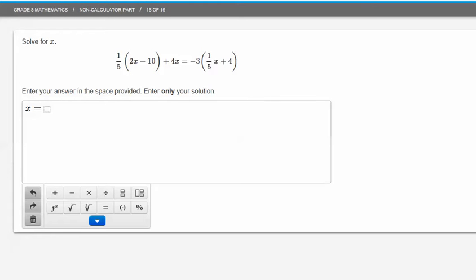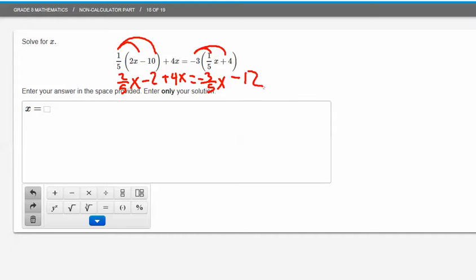So first thing I'm going to do is solve for x in that equation. There are a couple ways I could do this. I will go with the easier to understand. I'm going to distribute. And so I would end up with 2/5 x. What's negative 10 times 1/5? That would be negative 2, because 10 divided by 5 is 2. Plus 4x is equal to negative 3/5 x minus 12.